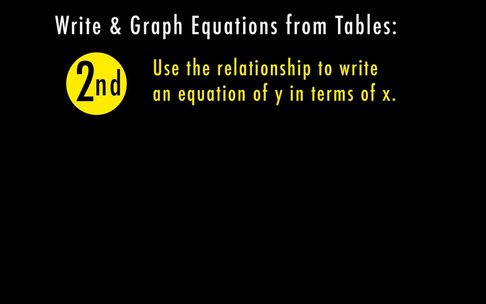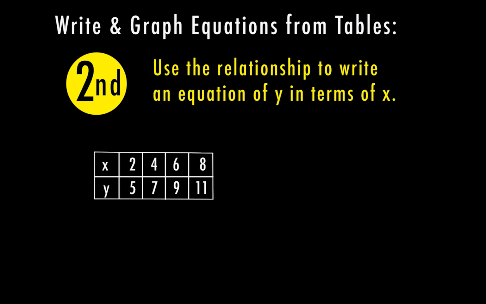So now we're going to use the relationship to write an equation of y in terms of x. And this is pretty typical. Usually you want to have your y equals x plus or times something. So our first one was adding 3 each time. So to get from the top to the bottom, I added 3. So in this case, x plus 3 equals y.